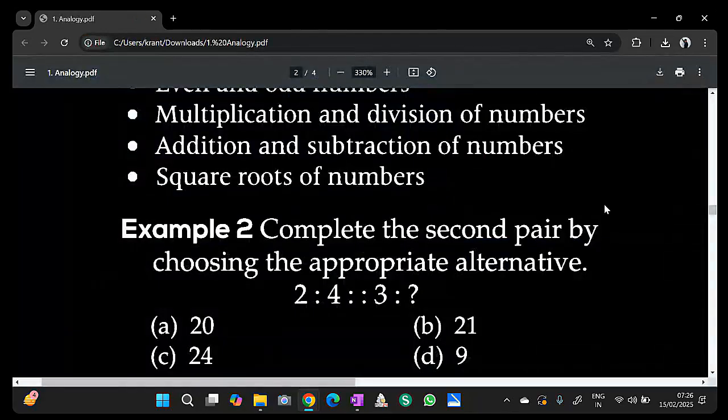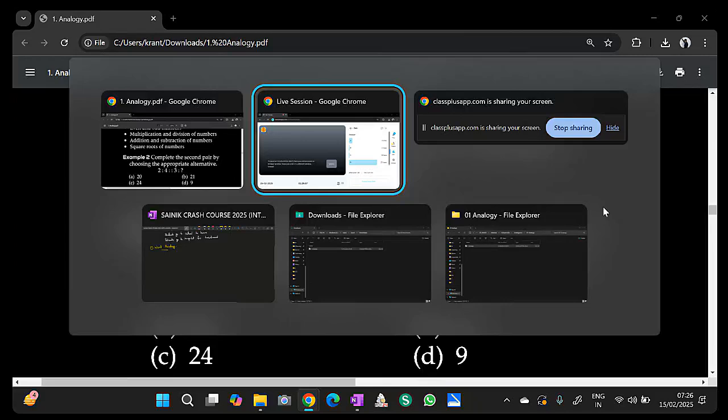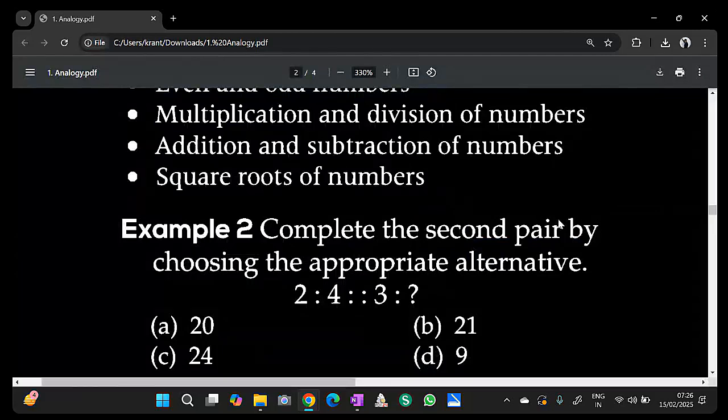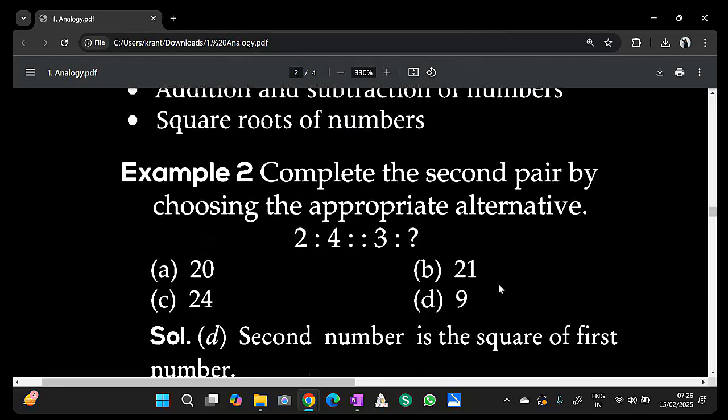5 seconds left. And the time is over. 2 students gave the wrong answer. They said A. Maybe they said A because of 20? I don't know. But the correct answer is option D.